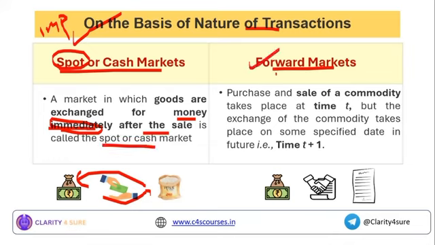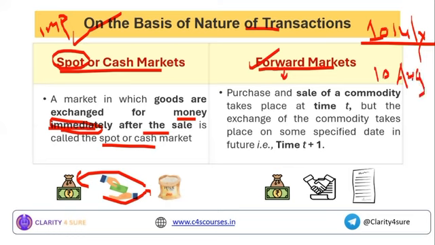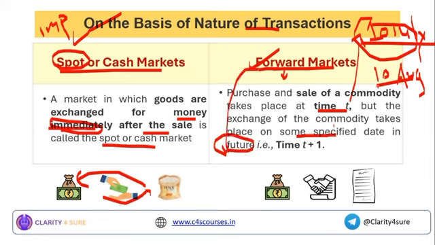And forward market is the concept where, as the name suggests, the commodity will be exchanged in the future, but the purchase is done on the spot. Let's take an example. Today is the 10th of July, so I purchase that particular bag of grain today, but that individual tells me, you can come on the 10th of August and I will exchange the goods with you. I will give you that bag on the 10th of August, but pay now, that is the 10th of July. So the sale of the commodity takes place at time T, that is the 10th of July, but the exchange of the commodity takes place on some specified date in the future. After some time in the future, I will receive that commodity, but I need to pay now, right?